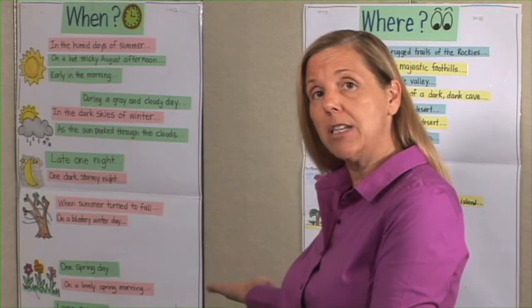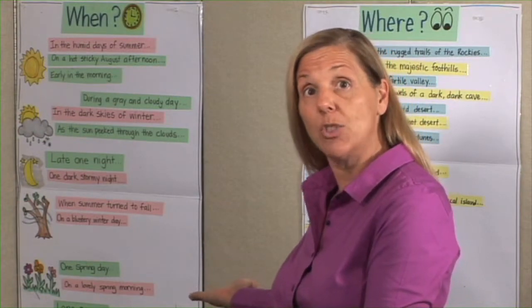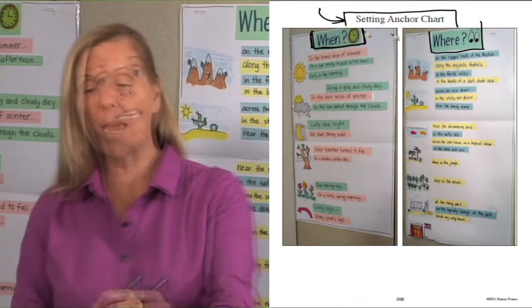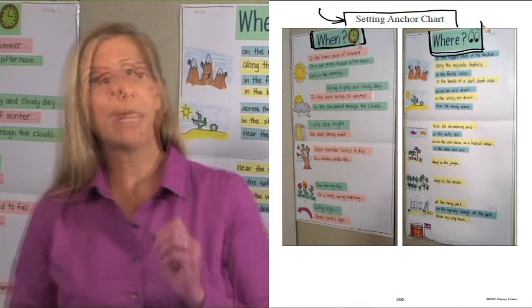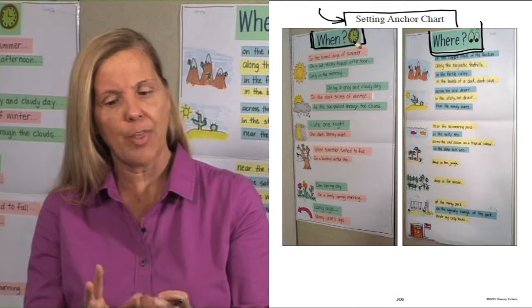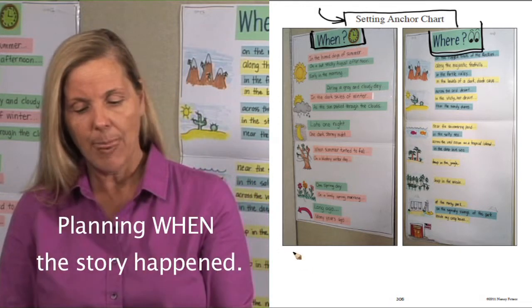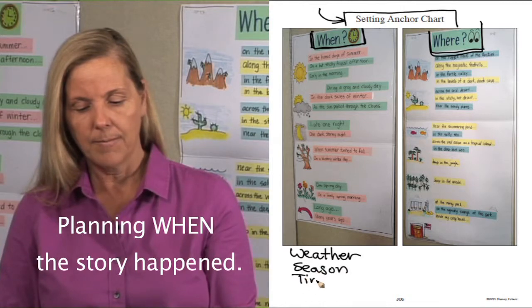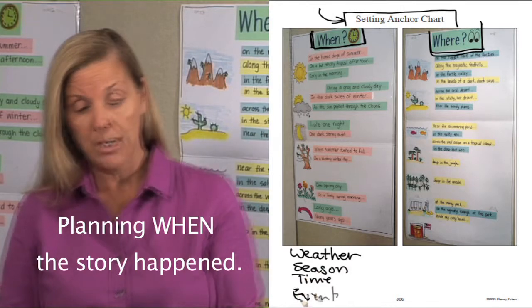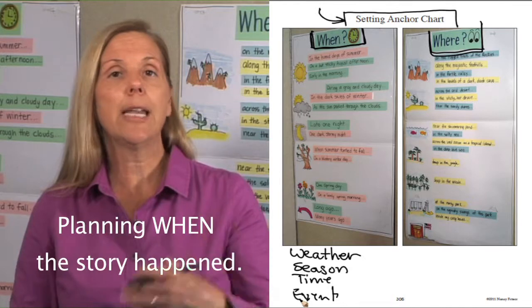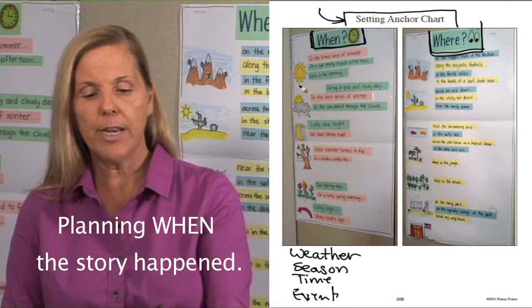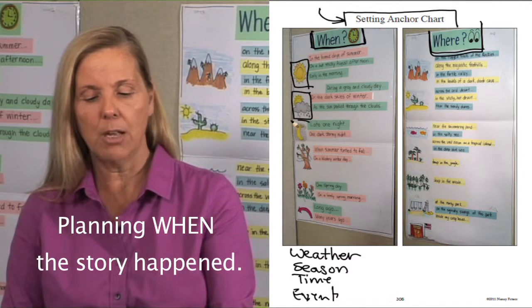The charts behind me are the same exact charts that you see in your book. So we've organized by when and by where, but they have categories on them. You can categorize by the weather, season, time, and even an event if you want. Weather. It could be sunny out, windy out, rainy, snowy, foggy. So notice up on our chart, we've categorized with pictures of weather.